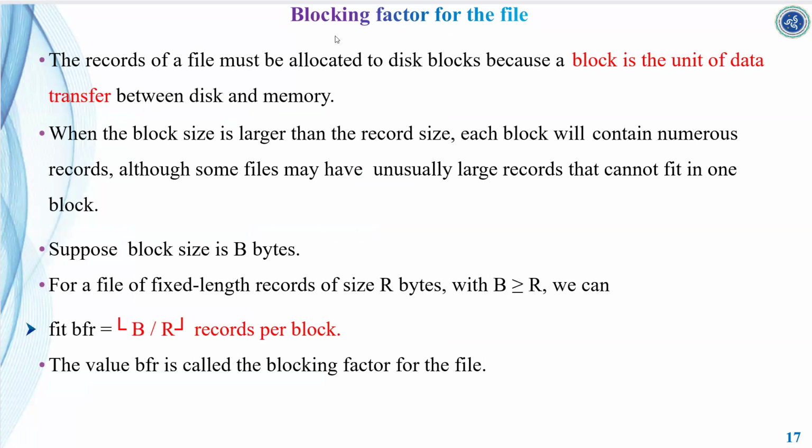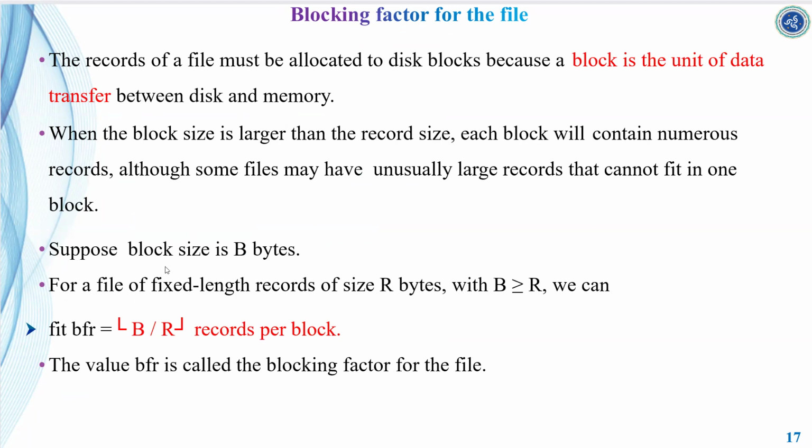Next, what is the blocking factor of a file? The records of a file must be allocated to disk blocks because the block is the unit of data that will be transferred from disk to memory. When the block size is larger, it will contain more than one record in a block.